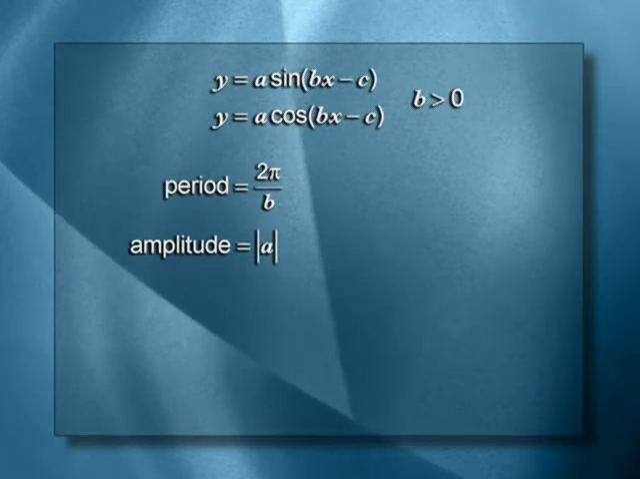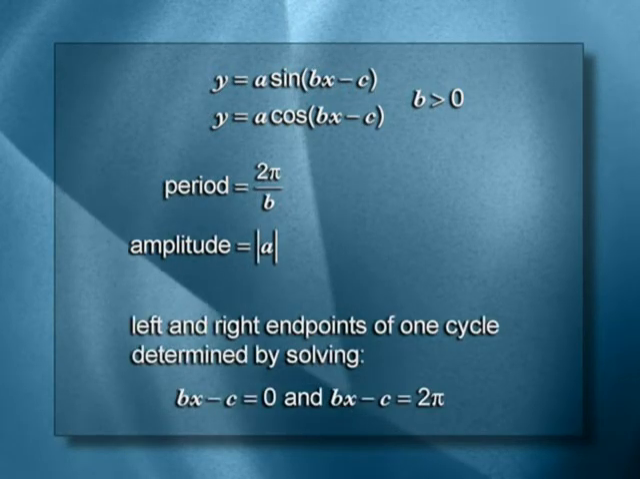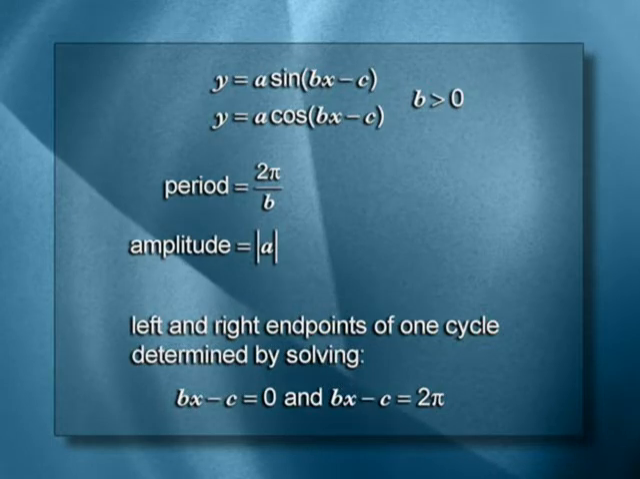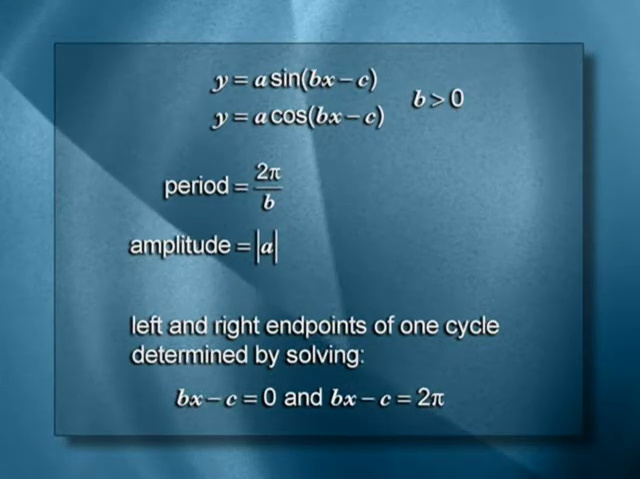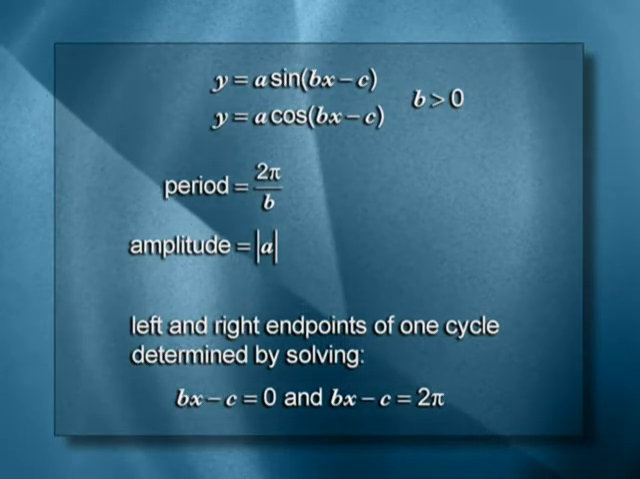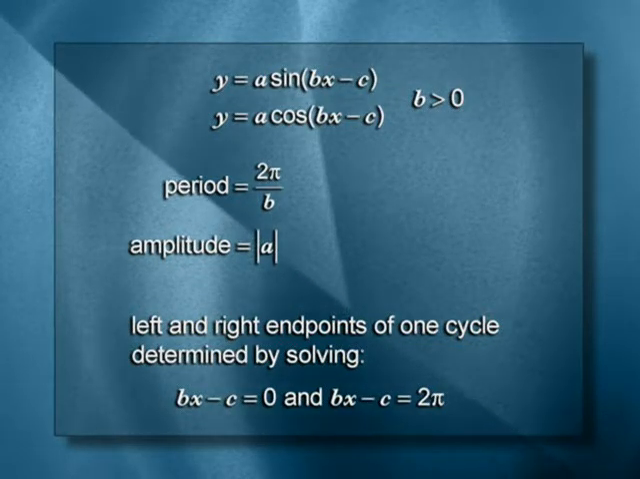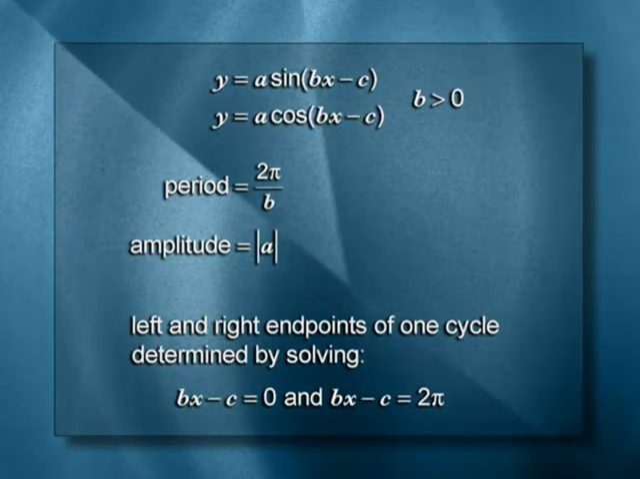And then to get the right hand and left hand endpoints of a full cycle, what do you do? Well, you solve bx minus c equals 0, the beginning of a cycle, and then you do bx minus c equals 2 pi for the end of the cycle. Perhaps it wasn't so difficult after all, but no, I have to tell you, it is pretty difficult. I think graphing these shifted sine curves is quite difficult. Plugging in values and checking with a graphing utility sure help.